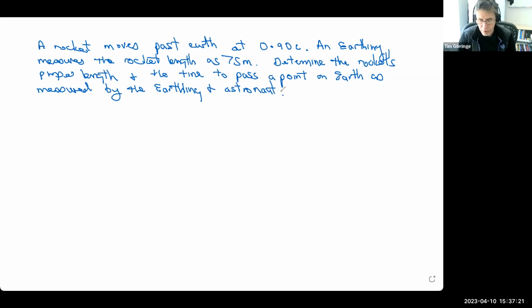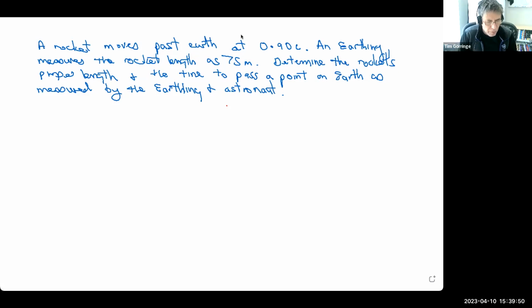There's one thing that both the astronaut and the Earthling agree on, and that's the laws of physics. The law of physics that's relevant here is simply that the speed of the rocket, if you're watching from the Earth, or the speed of the Earth, if you're watching from the rocket, is the ratio of the distance traveled divided by the elapsed time. So they both agree on that equation.